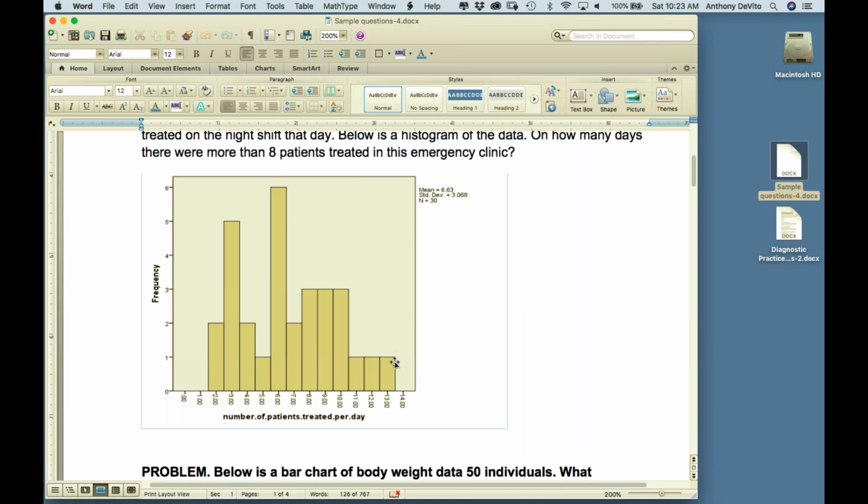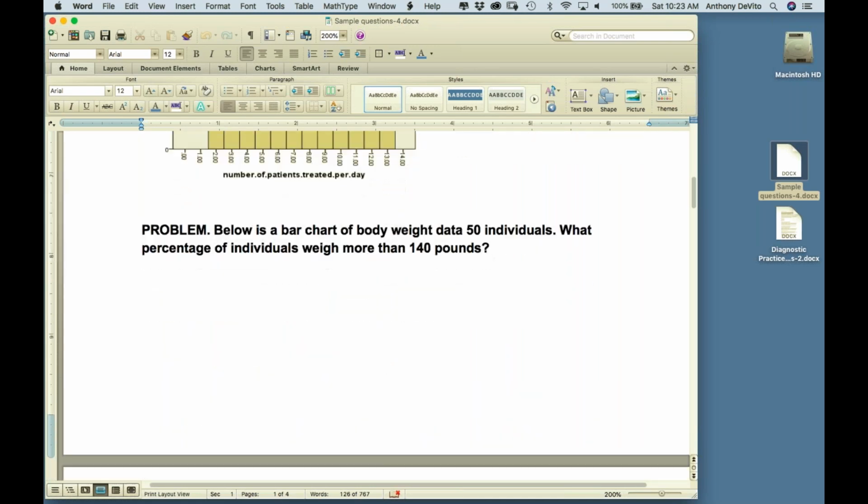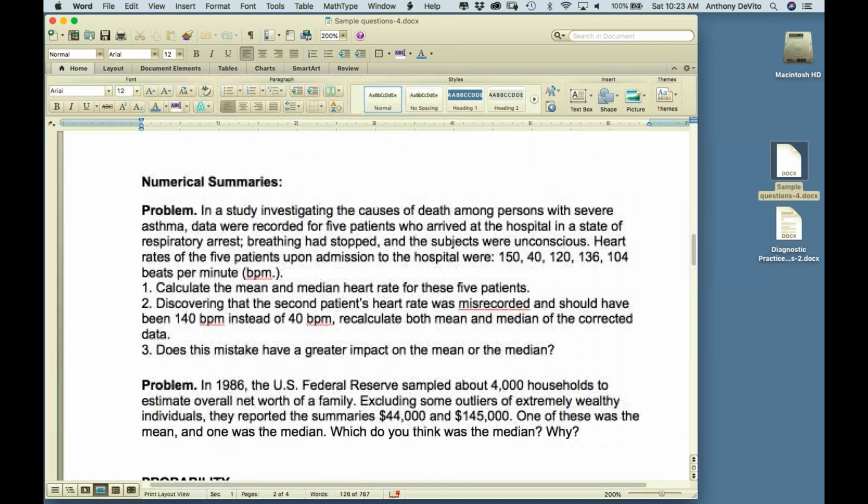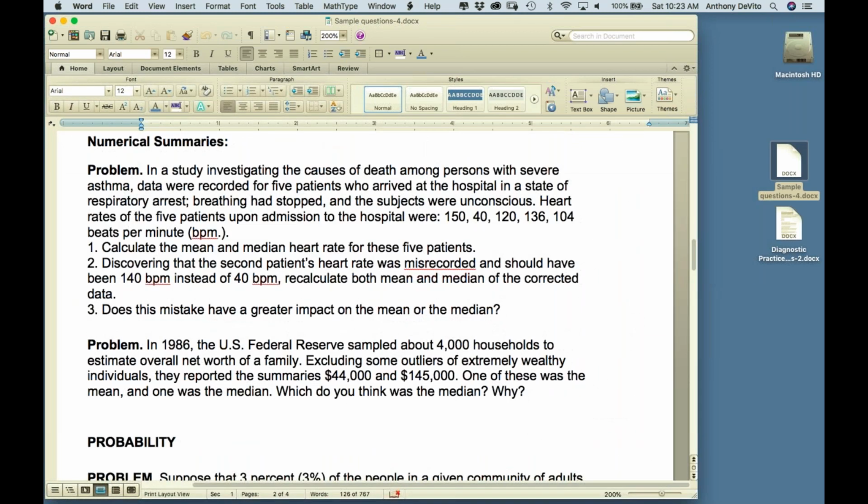Well, you have 3 days that can satisfy the condition. What percentage of those 3 days did we treat 13? Only 1 out of the 3 days. So that would be 1 out of 3. Okay, so that's conditional probability. Here's a bar chart, another version of it, but pretty much the same thing.